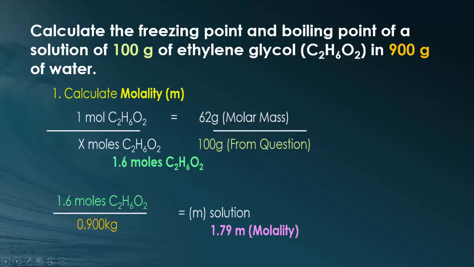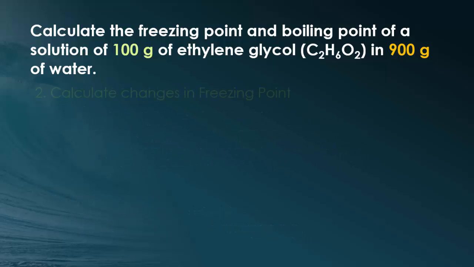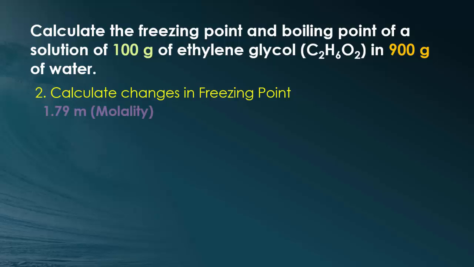So using our 1.79 molal calculation, we are now going to be looking at the changes in freezing point. So again, we're using our 1.79 molal, and we're going to be using it with the formula that we just got on the last slide. So the delta T of freezing, which is the change in freezing point, is equal to the constant of freezing times the molality, 1.79, times the number of ions found in ethylene glycol.